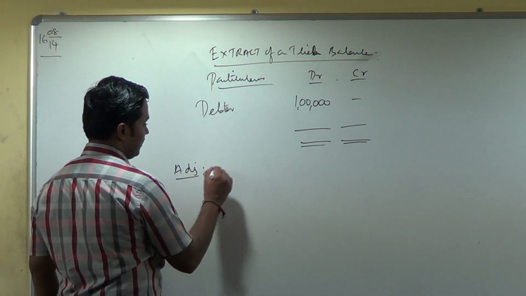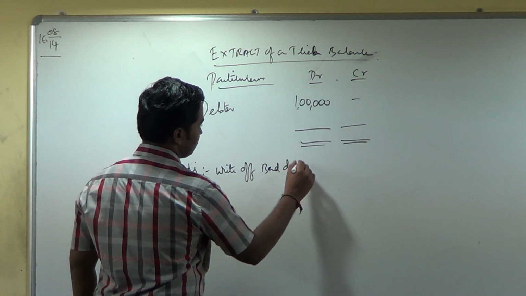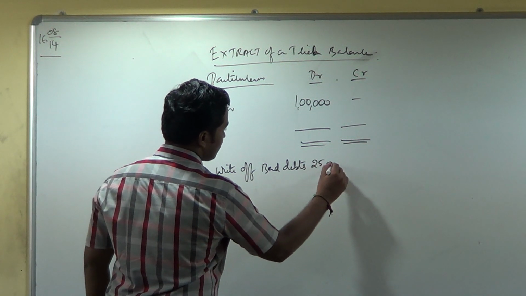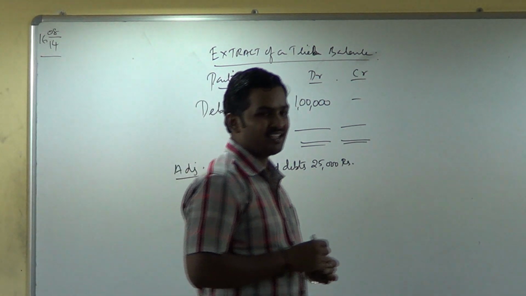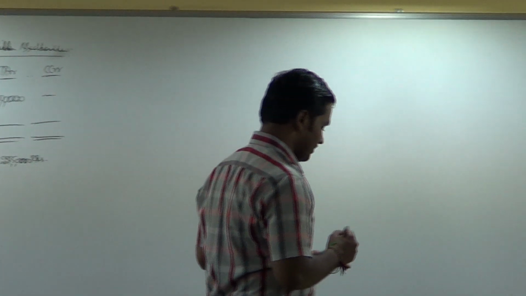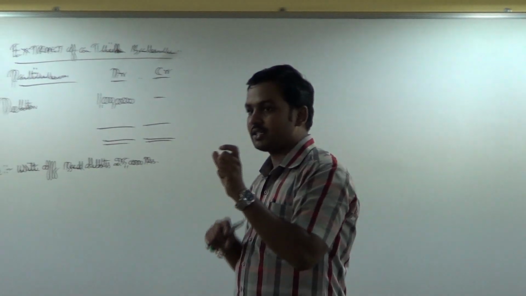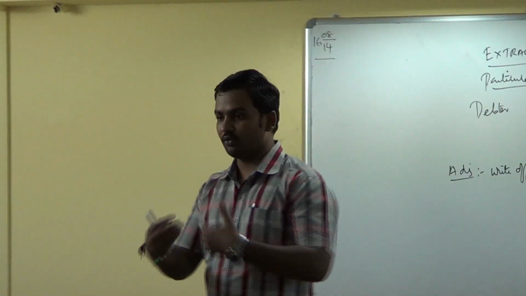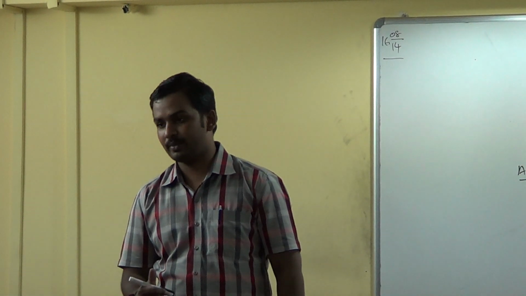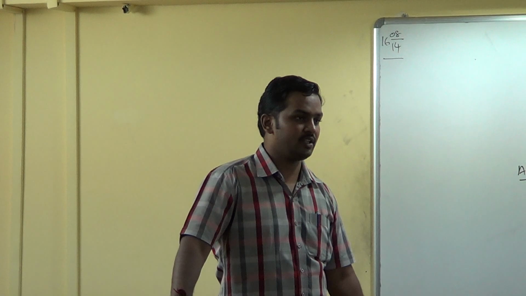Adjustments: write off bad debts 25,000 rupees. Now if you face this kind of a problem, in the trial balance you are given debtors, and outside the trial balance adjustments you are given write off bad debts 25,000 rupees. How will you deal with it in your final accounts preparation? When you are preparing final accounts, if you encounter this kind of information, how are you going to deal with it? That is what you have to learn.